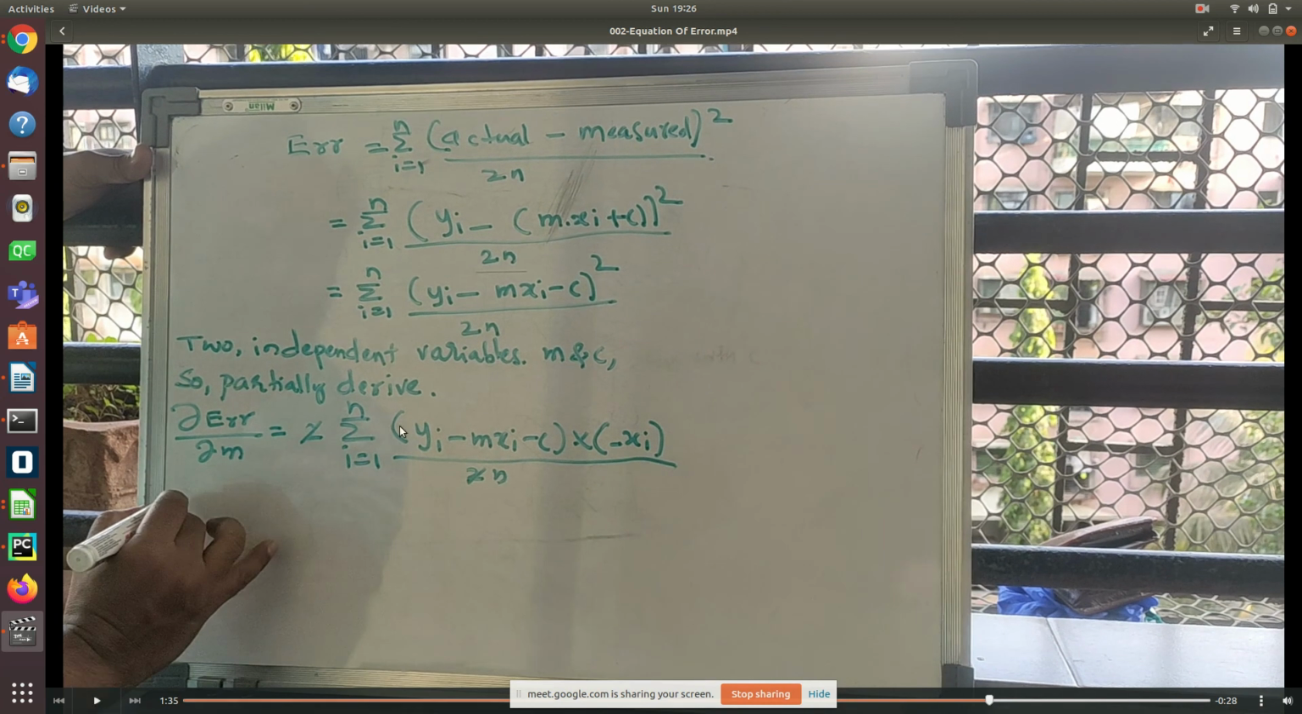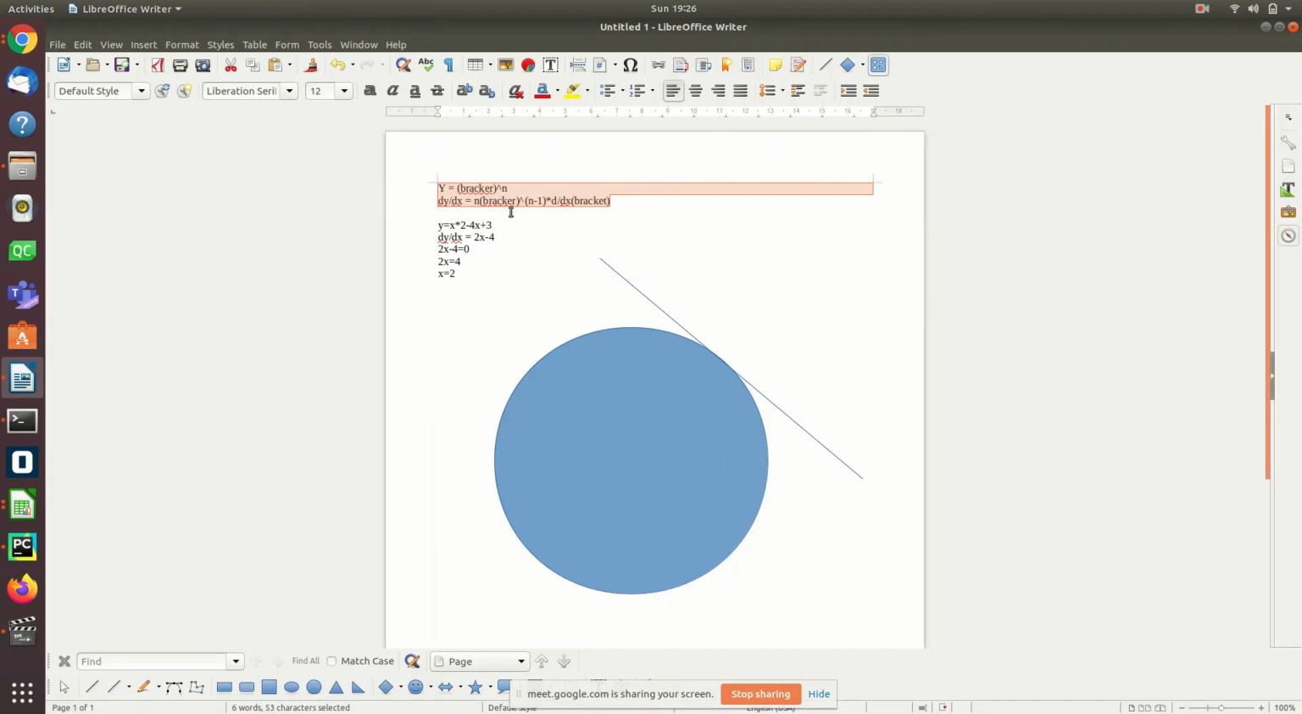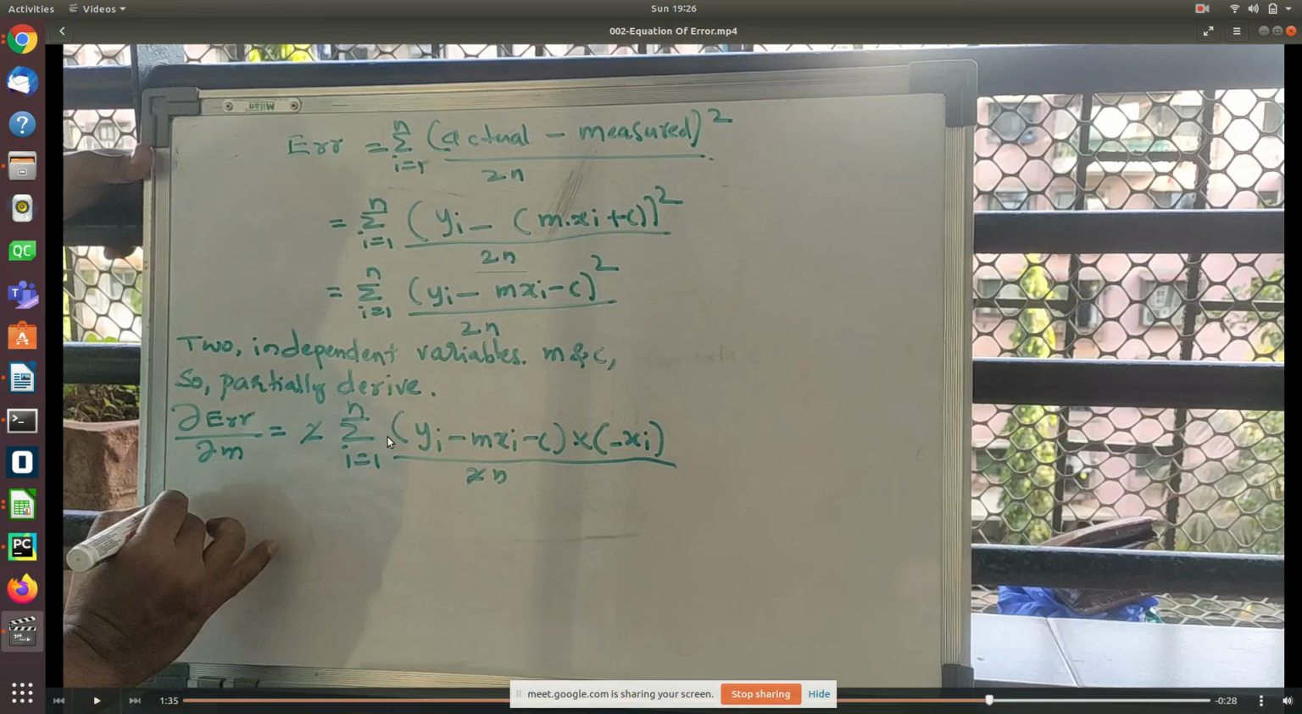How many of you are convinced that it is right? Whatever we discussed here is exactly in this. I don't know where the color is. Okay, this red color one is what we are doing here: 2 into bracketed quantity 2 minus 1, which is again 1, and then the d of the bracketed quantity by dm. y_i is constant, x_i is constant, c is constant. So m into 1 into m raised to 1 minus 1 becomes 1, and then only x_i.